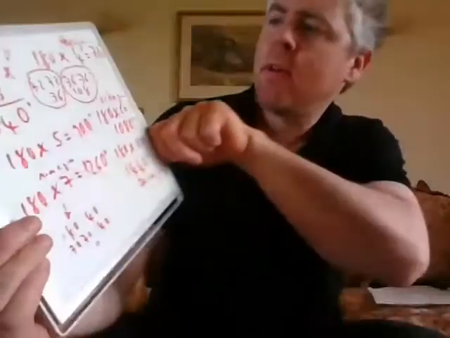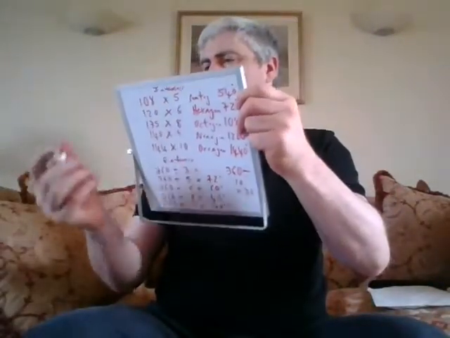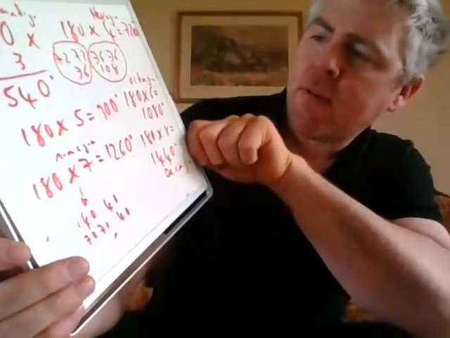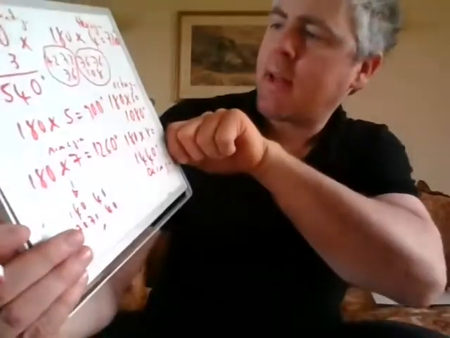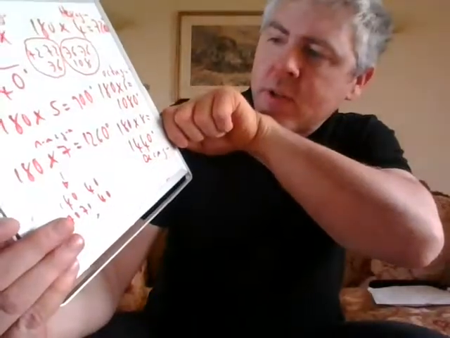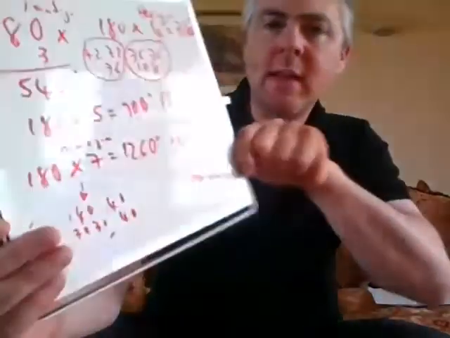And then 180 times 4 for the hexagon, it's 4 triangles, and it's 720 degrees. And then I've got 180 times 5 for the septagon, I think. 180 times 6 for the octagon, because there are 6 triangles in the octagon, 7 triangles in the nonagon, and 8 triangles in the decagon.